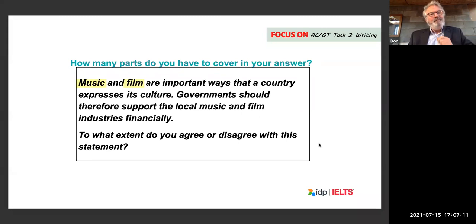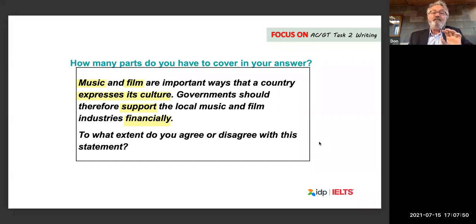Music and film are important. We must cover both of these. If you just look at music, or if you just look at film, or if you just look at books, which is not asked, then that would be a bad answer. You must think about how those arts express something about the culture of a country. And you need to discuss the idea of supporting those arts financially.